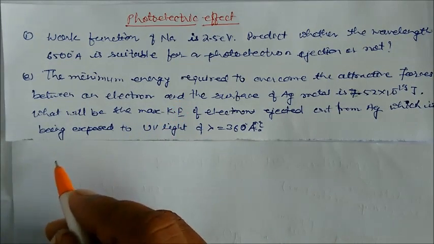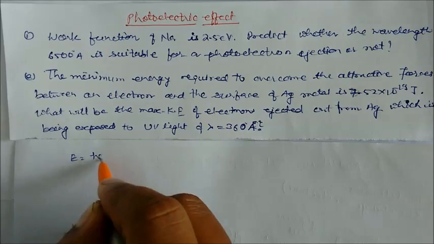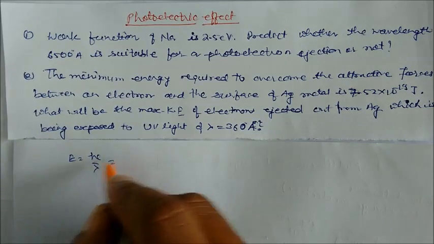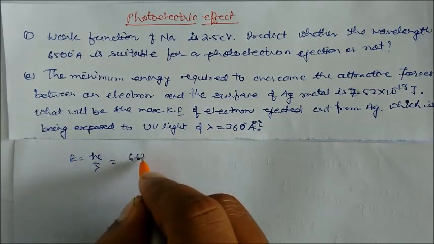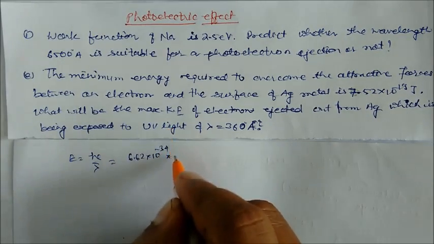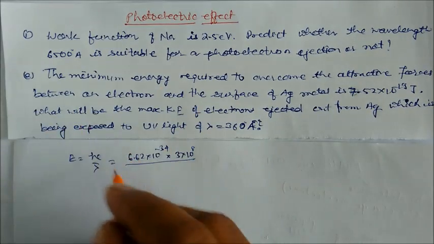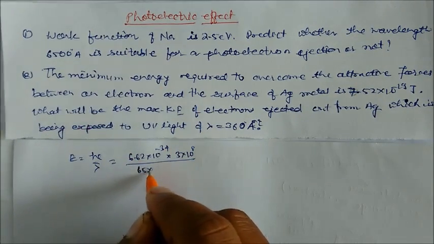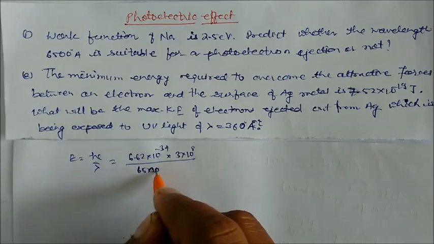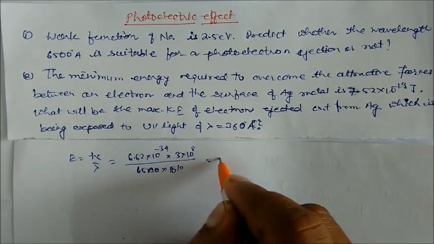So our formula is energy is equal to hc upon lambda. So here put the value of Planck constant, that is 6.62 into 10 to the power minus 34, into the speed of light, 3 into 10 power 8 meter per second, and divided by the wavelength. So wavelength is 6500 multiplied by 10 to the power minus 10. So here you will get the answer.